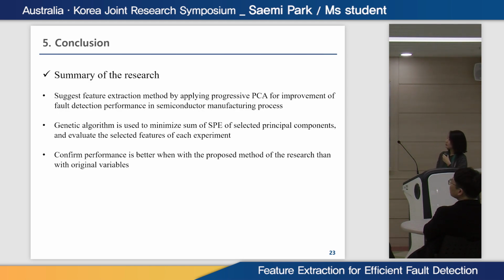So this is the summary of this research. I suggest a feature extraction method applying progressive PCA for improvement of fault detection performance in the semiconductor manufacturing process. I used the genetic algorithm to minimize the sum of SPE of selected principal components and evaluated the selected features of each experiment. Then I confirmed that performance is better with the proposed method of this research than when using only the original variables.